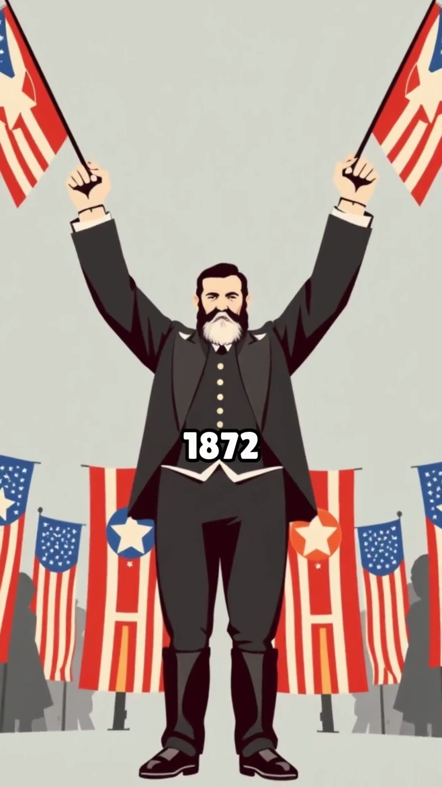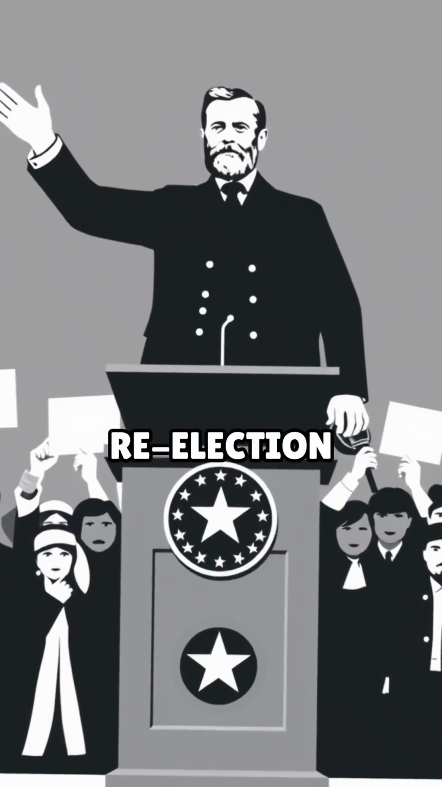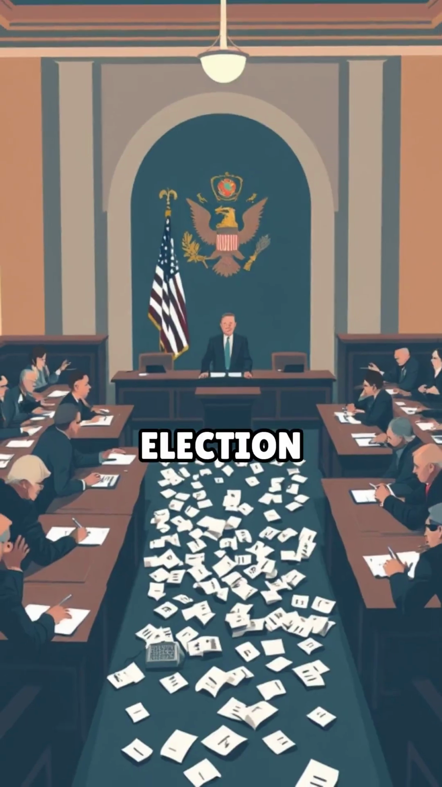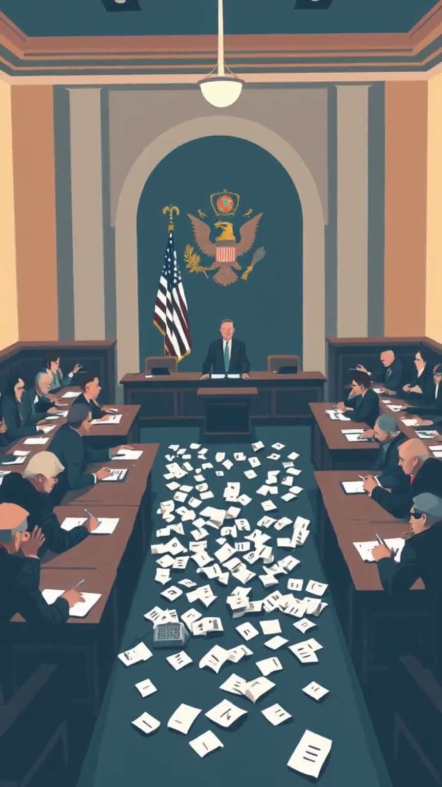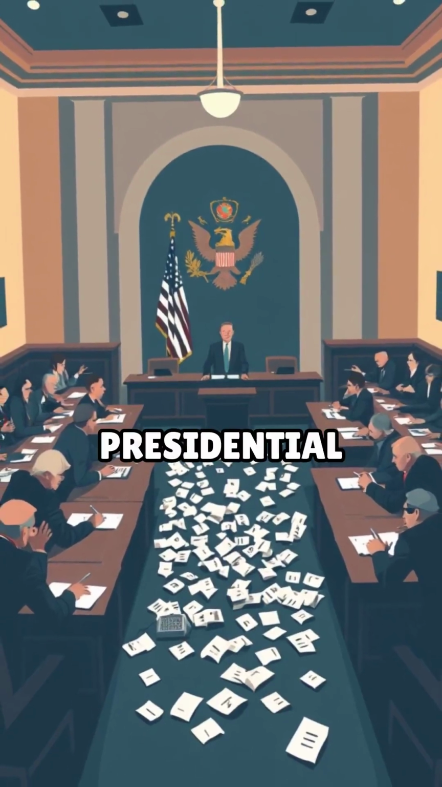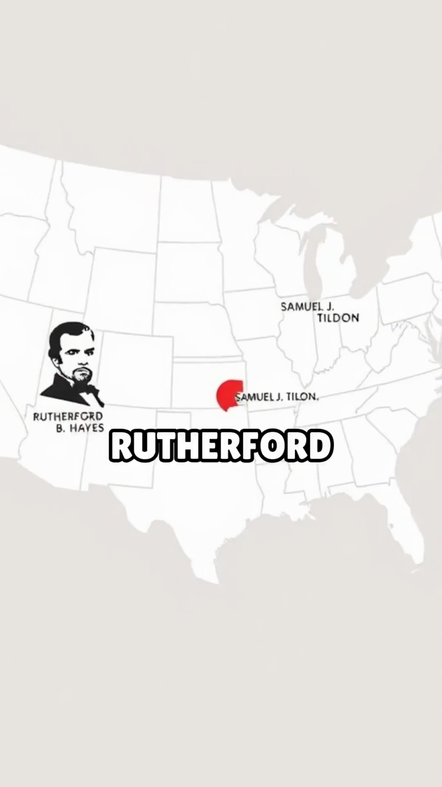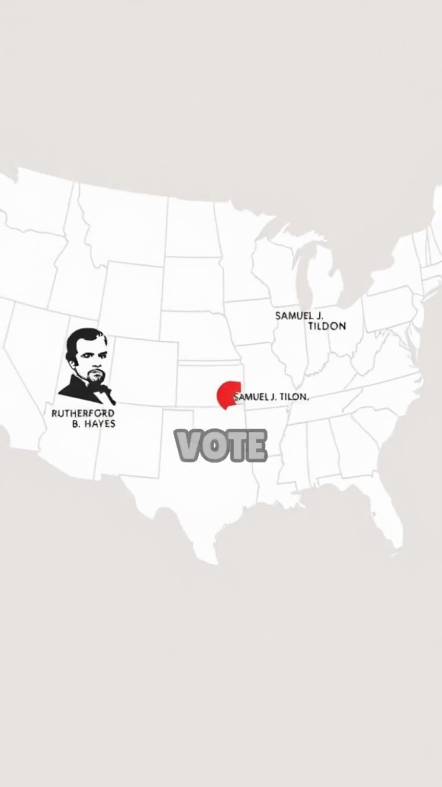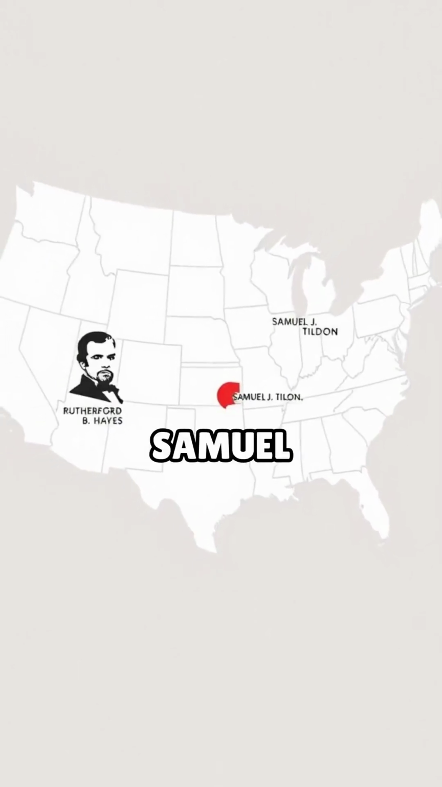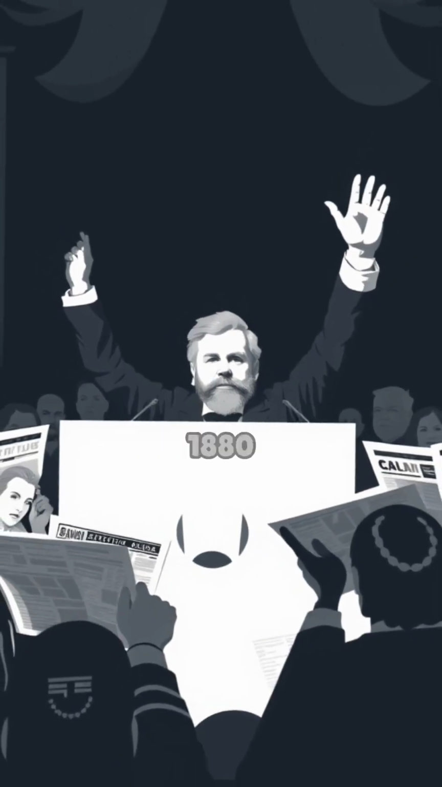Election of 1872. In 1872, Ulysses S. Grant won re-election. He defeated Horace Greeley. Election of 1876. In one of the most disputed presidential elections in American history, Rutherford B. Hayes won by 1 electoral vote in 1876. Samuel J. Tilden lost.